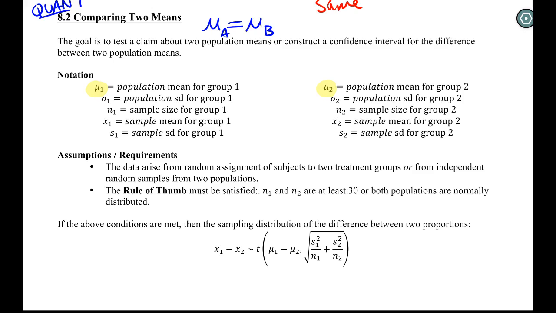We still need to have random assignment and or independent samples. And then our rule of thumb, well, our N1 and N2 need to be at least 30, or we could have normally distributed data in the first place. So same stuff we saw for a single mean. We're just now, every rule we had for a single mean has to be true for each of the two groups in our comparison.